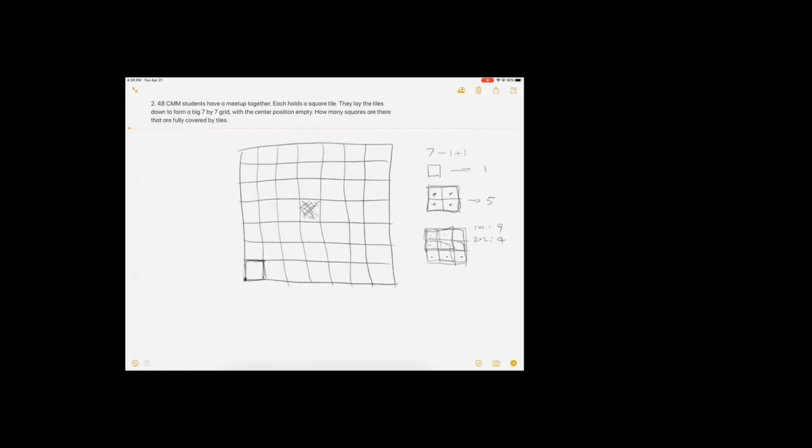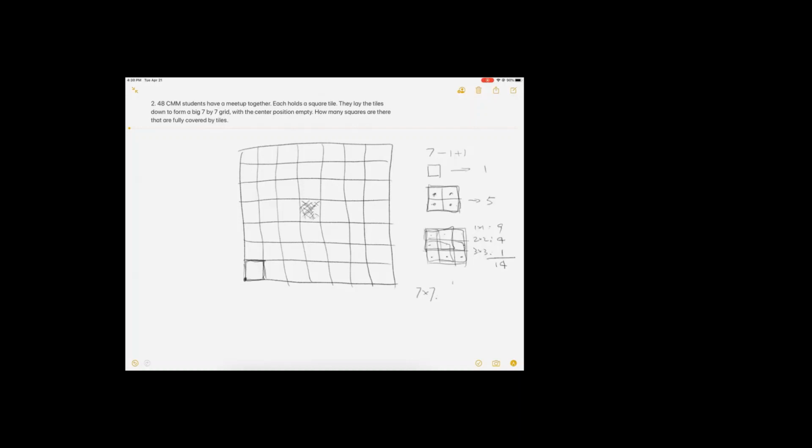Okay? And then there's also 3 by 3 squares. There's 1. You add them up. 9 plus 4 plus 1, this is 14, right? So the same way we can figure out how many squares we have for 7 by 7 squares.